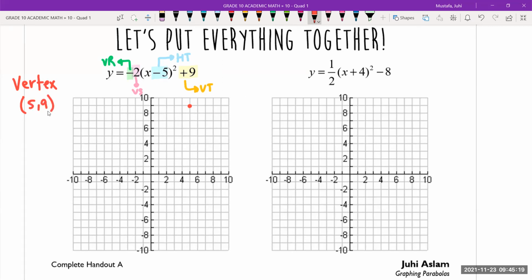Yeah. And when you do enough of these questions, you're going to start to notice a pattern. I'm not going to reveal it now because I want you to discover it on your own, but there is a pattern on how you can very easily and quickly figure out the vertex just by looking at the equation.